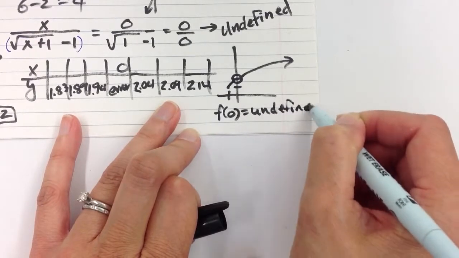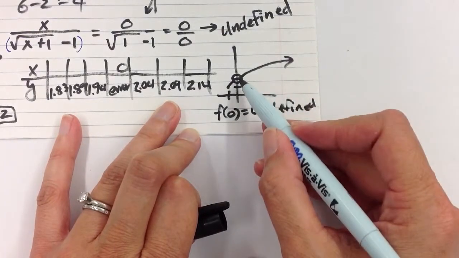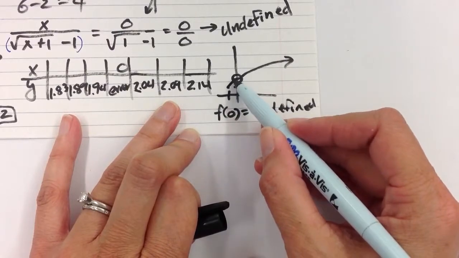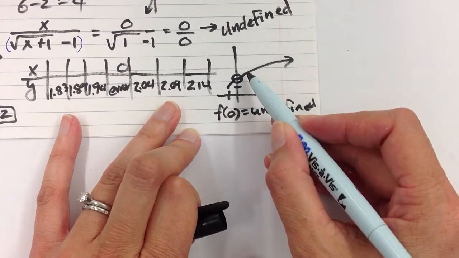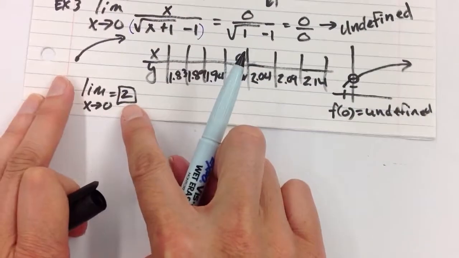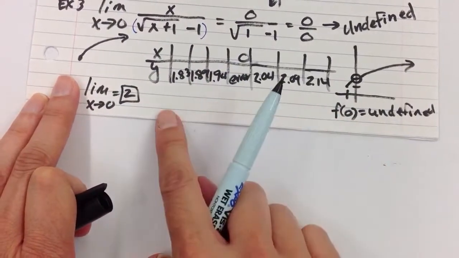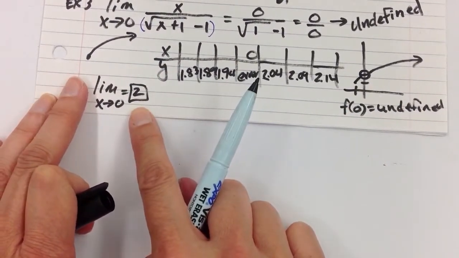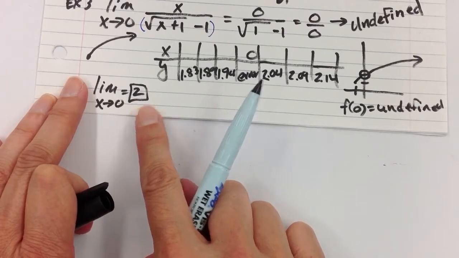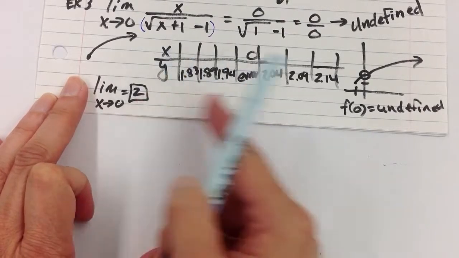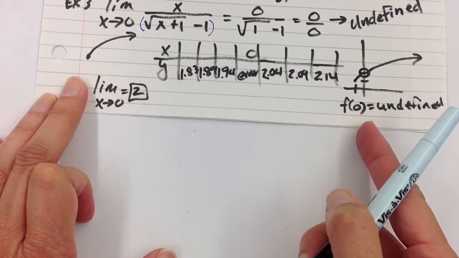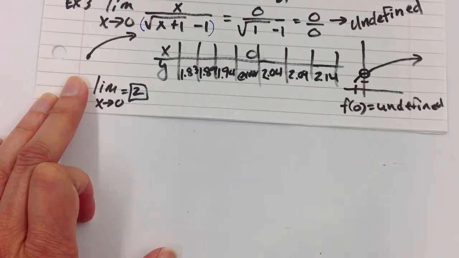But it does still have a limit. The limit is still 2, because the graph is approaching 2 from the left, and the graph is approaching 2 from the right. So it does still have a limit, even though the value at 0 is undefined. Does that make sense? Okay, that's the big thing. You can still have a limit even though there's no value at 0.